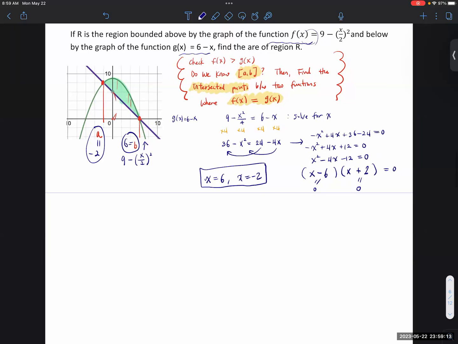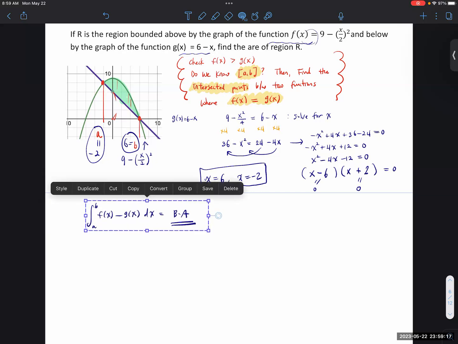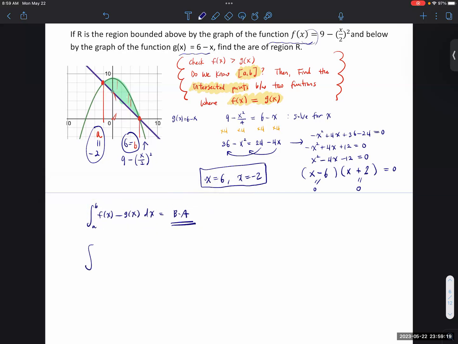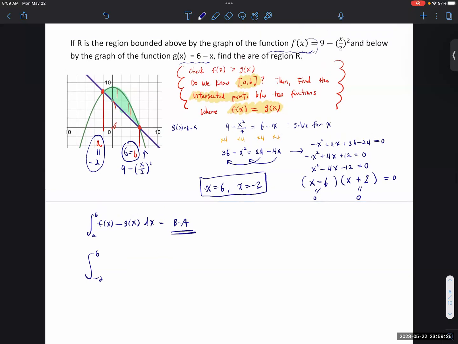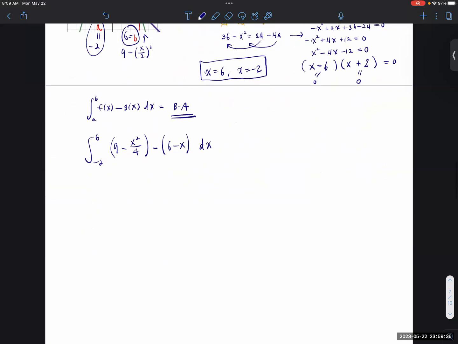Now you can set up the equation for the area between. So this is the between-area function. From where to where? -2 to 6. And we confirm that the f function is higher. So it's the integral of (9 minus x squared over 4) minus (6 minus x) dx. So we are solving this. You got it. Let's expand.